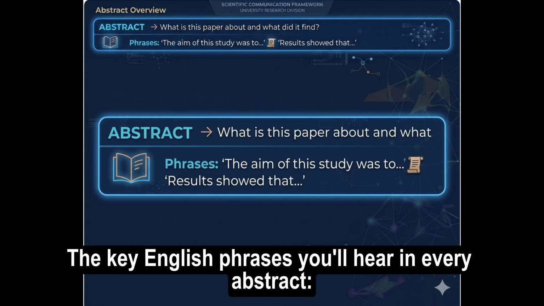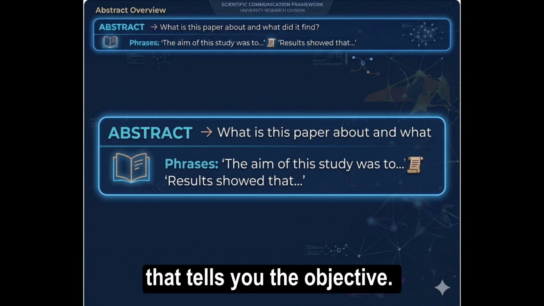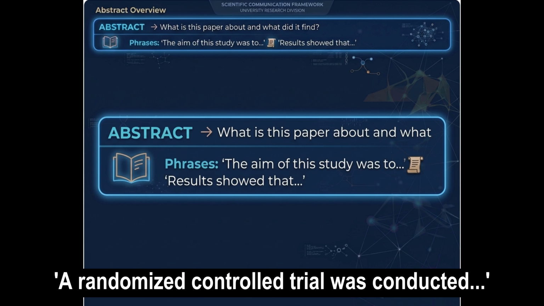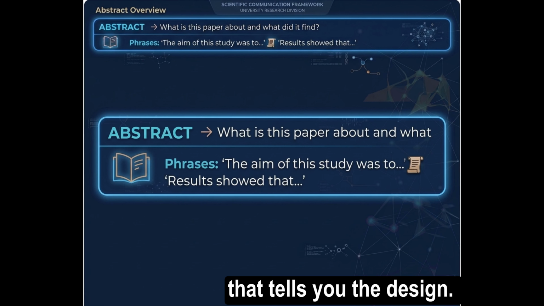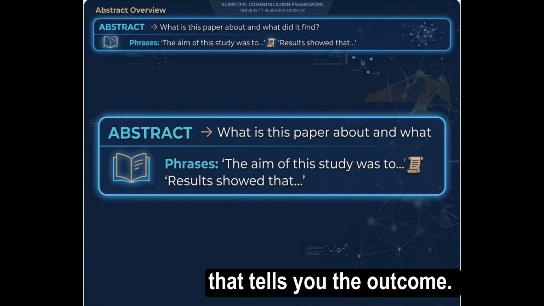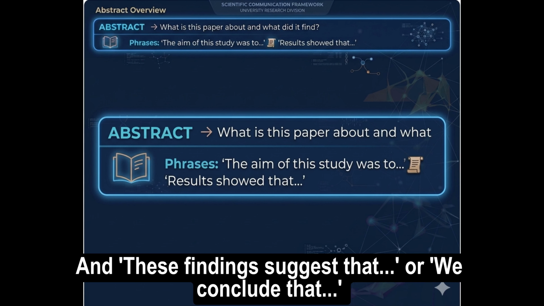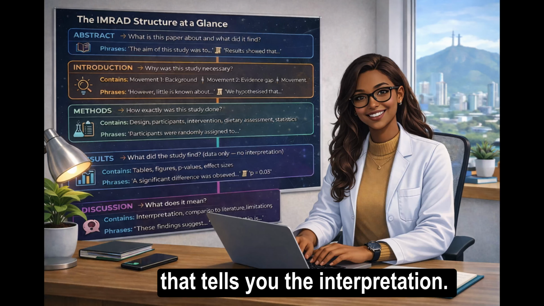The key English phrases you'll hear in every abstract: the aim of this study was to, that tells you the objective. A randomized controlled trial was conducted. That tells you the design. Results showed that, or we found that. That tells you the outcome. And these findings suggest that, or we conclude that, that tells you the interpretation. Abstract done.